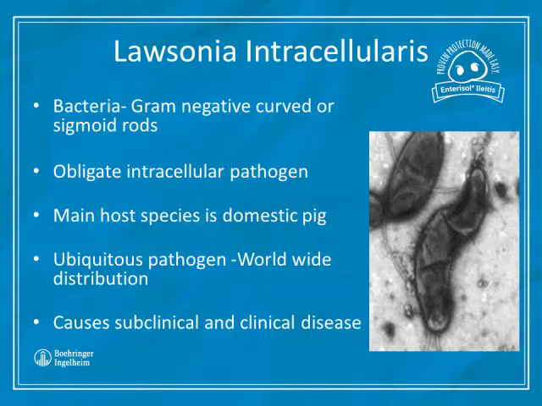The main host species is the pig, but it can also be found in rodents, horses, primates. It's a ubiquitous pathogen, meaning it can be found worldwide. And it causes, as I mentioned, subclinical and clinical disease.